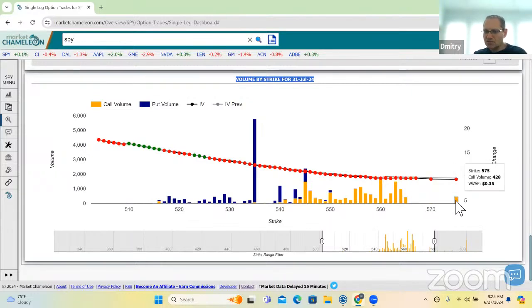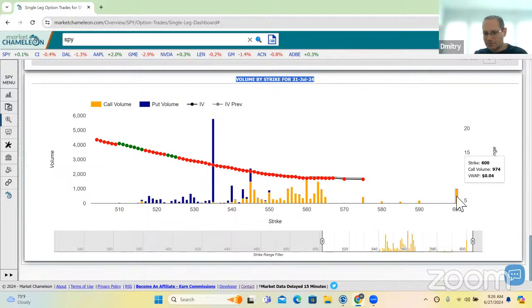Let me come out here. This one at the 575 strike has a volume weighted average price of 35 cents. So a little bit of premium. And obviously, if we go out further, at 600 you have 4 cents here, which would be the very far out tail.